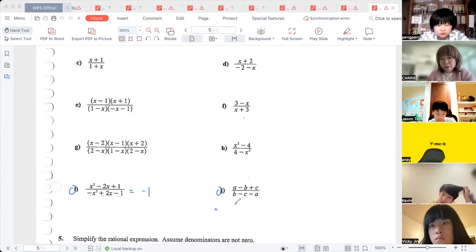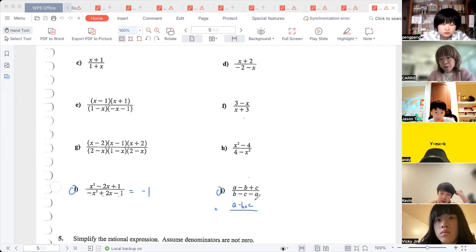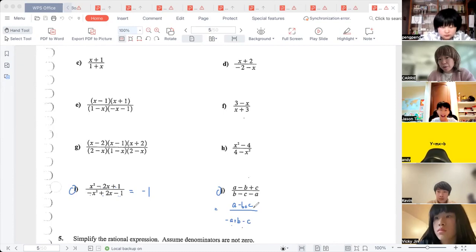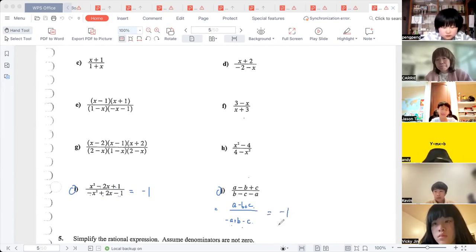Okay, so let's take a look at the next one. If you take a look at this one, it's a minus b plus c, and if you put a, b, c in the right order, it's negative a plus b minus c. Correct, everybody? So this one is a and negative b and b, and positive c and negative c. So again equals negative 1.